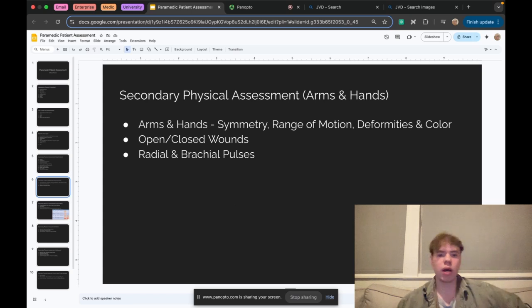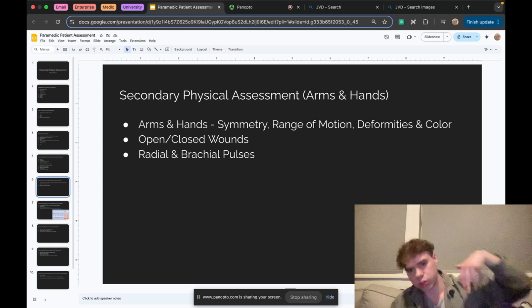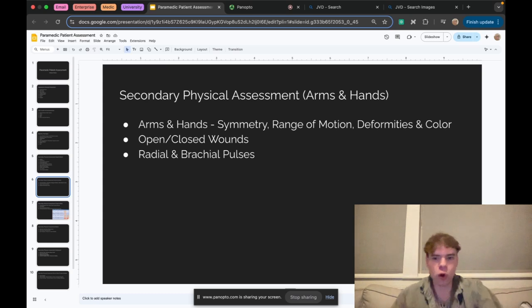Another thing to assess with trauma patients is their arms and their hands. When you're looking at someone's arms and hands, can they move their wrist? Can they move their shoulder? Are there any deformities to the extremities? Are there any wounds? Another thing to check is pulses, right? As we mentioned, this is your radial pulse here, and this is your brachial pulse. If someone doesn't have a radial pulse, that could be a sign that they're not getting enough blood circulation to their arm. So always check the pulses in your extremities.